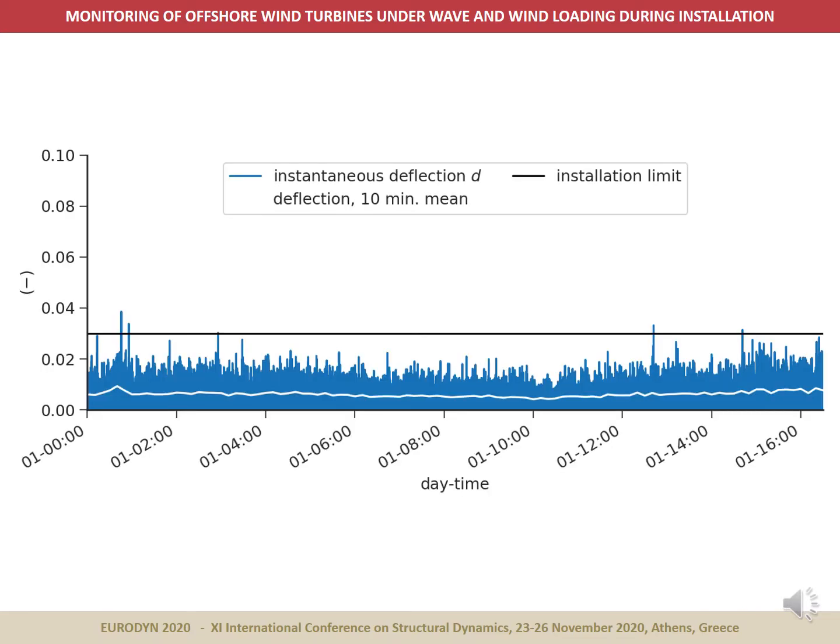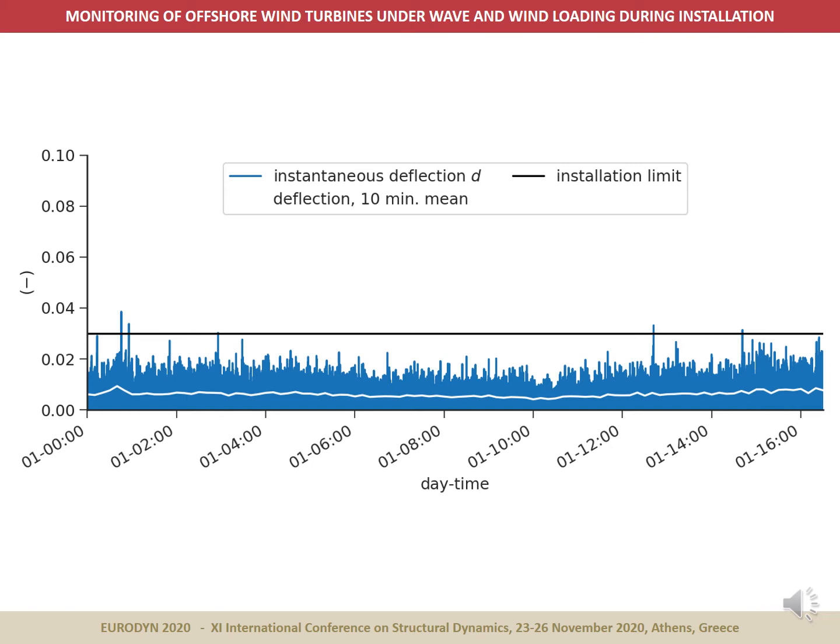On this slide, the same parameters are shown. However, this time, the turbine was equipped with a tuned mass damper. Instantaneous deflection rarely reached levels higher than the installation limit. Variations in the deflection are also much smaller over the complete time, as also becomes evident when looking at the 10-minute rolling mean. Hence, for the complete time period, single blade installation was feasible.